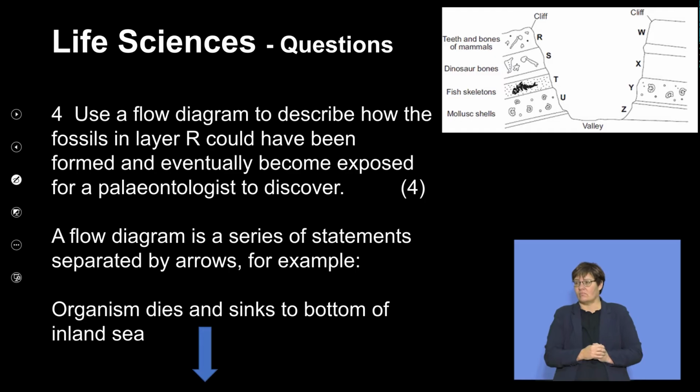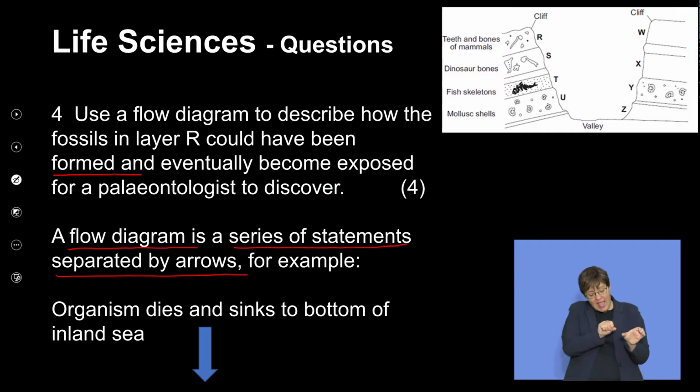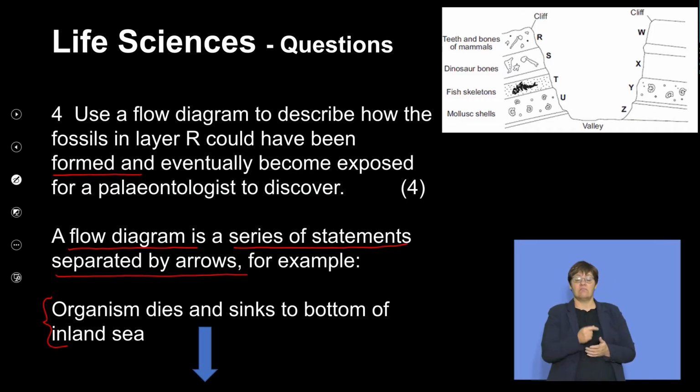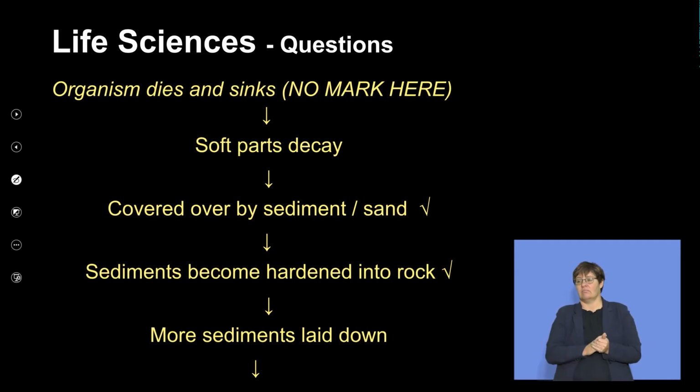Next question is: use a flow diagram to describe how fossils have been formed. And this is one of the things that you do need to know off by heart, the steps of fossilization. In this particular example, you're asked to do it as a flow diagram. And a flow diagram is a series of statements separated by arrows. For example, and this is the first one given to you, the organism dies and sinks to the bottom of an inland sea. So, what happens next after the organism has died?